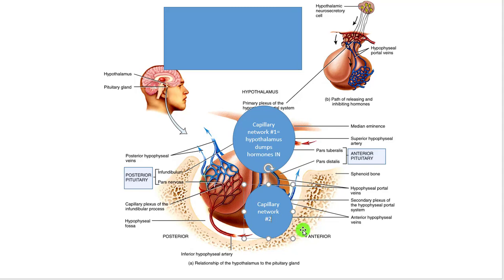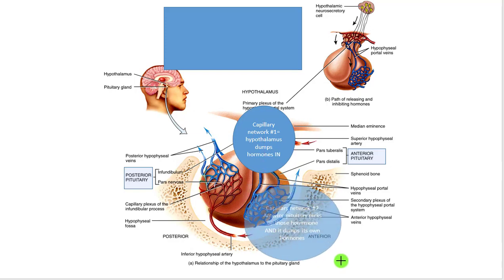Well, what happens at capillary network number 2? The anterior pituitary picks up those hormones that were just dumped into bed number 1, and it dumps its own hormones. I know you can't see that. Let me fix that here right now. So this is what happens in capillary network number 2. The anterior pituitary picks up those hormones that came from the hypothalamus, and in response, it'll make and manufacture its own hormones and dump them into the capillary network so that those hormones can travel somewhere else.